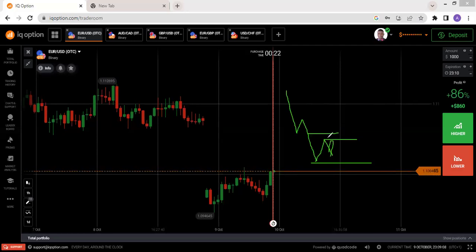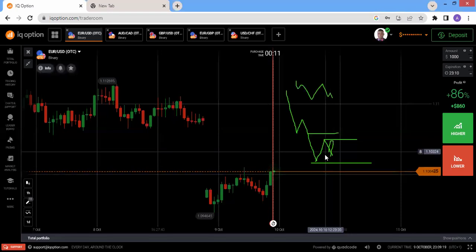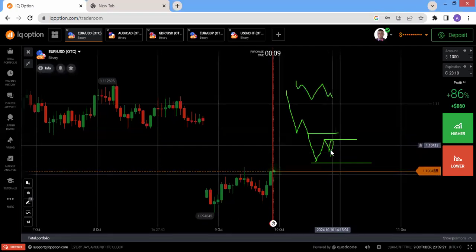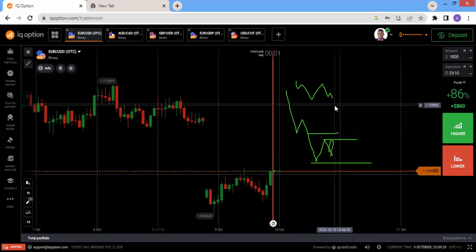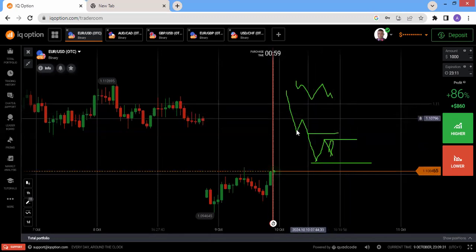What I'm trying to say is that we want to know where price is going. What is important in trading is knowing where price is going. When you know where price is going, then you can go there and know when to enter. Then you are good to go. So let's look at the live chart.